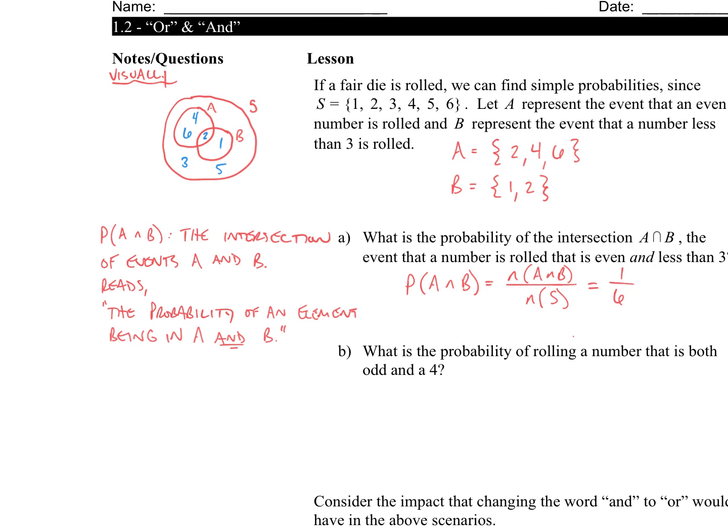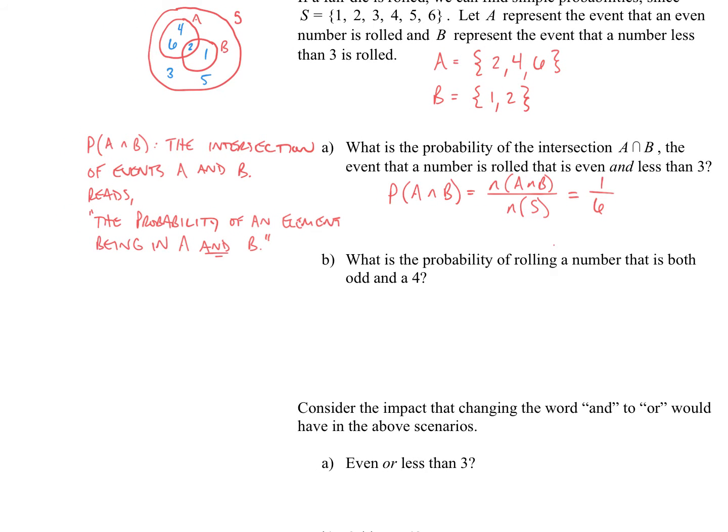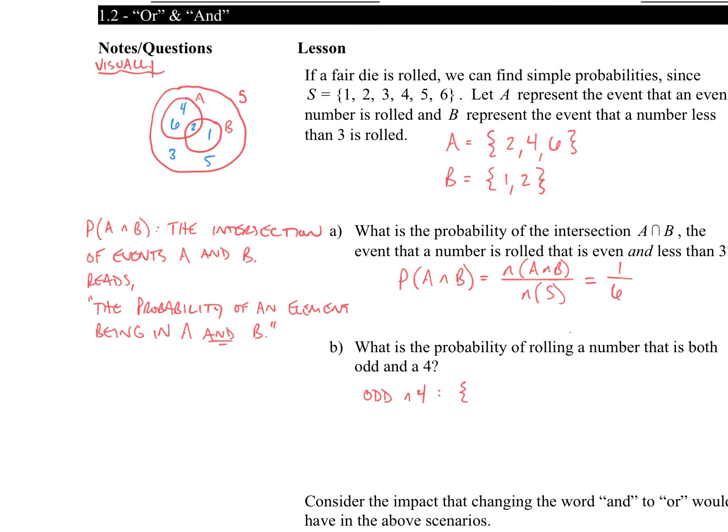B is asking what is the probability of rolling a number that is both odd and a 4. If we think about the elements that would be in this group, we've got some odd numbers: 1, 3, and 5. And we have the number 4, but there's no situation where we have a number that's both odd and 4. So that's not possible, and we would say that this is an empty set.